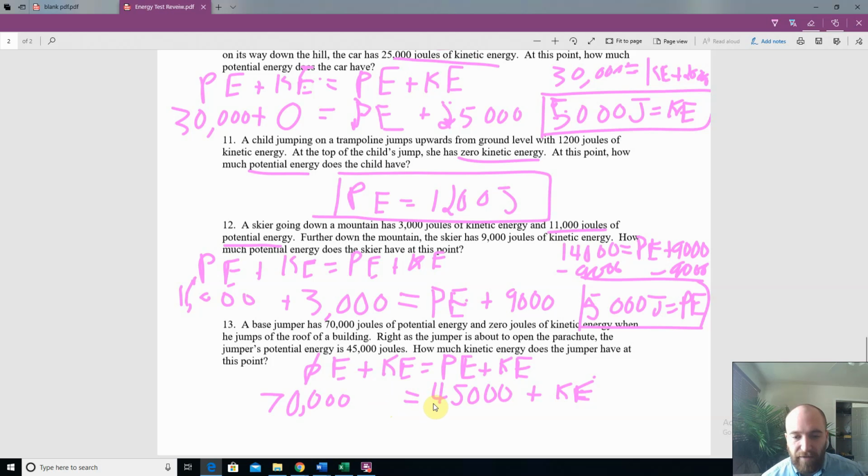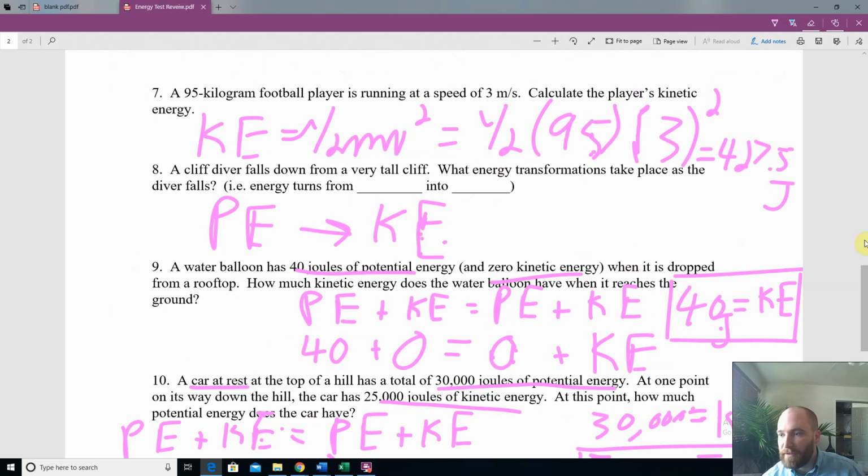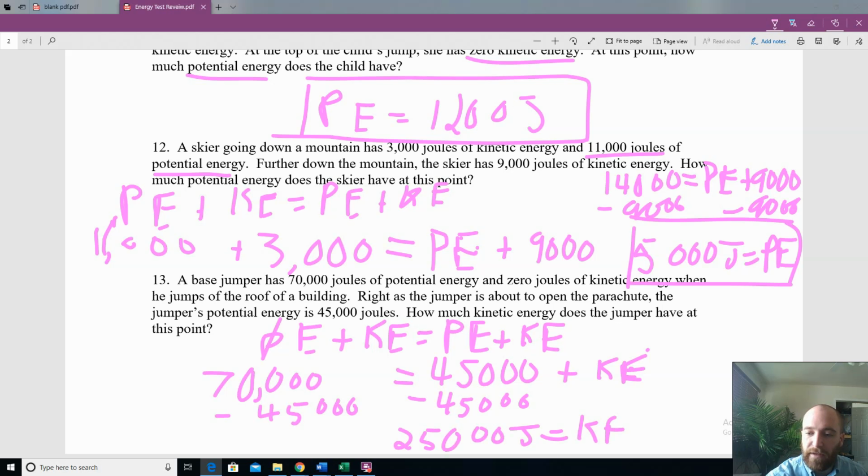And then, to solve, I'm going to subtract 45,000 from this side, and then 45,000 from that side, because that's how algebra works, right? Whatever you do to one side, you have to do to the other side. So, minus 45,000, minus 45,000. And 70,000 minus 45,000 is, I believe, 25,000 joules. Our final answer.